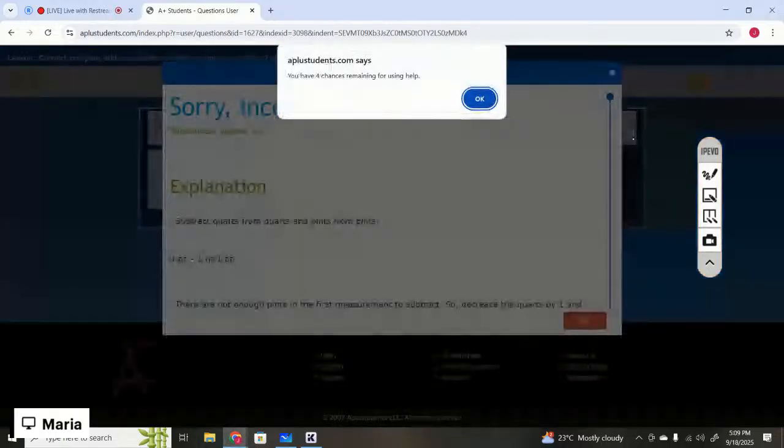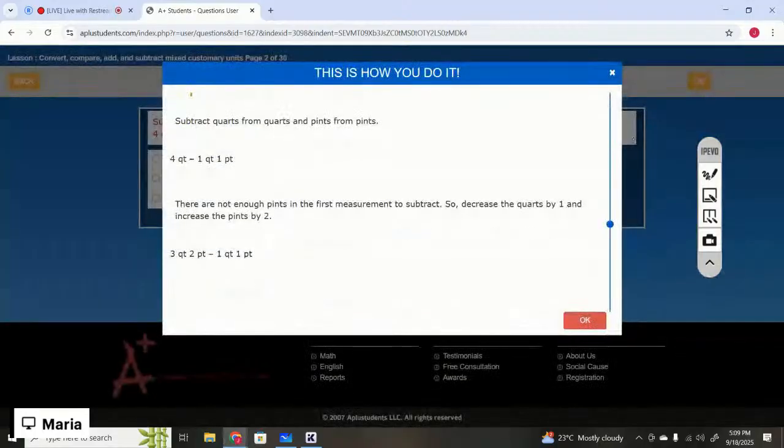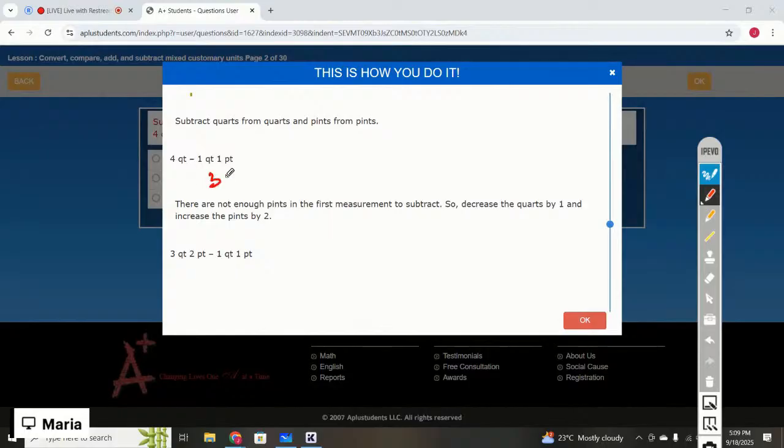Let me just see. Oh, you have to break this 4 quarts into 3 quarts 2 pints, right? Because we can write this 4 as 3 quarts plus 1 quart. So you can write 3 quarts, but 1 quart equals 2 pints. So that is 3 quarts 2 pints minus 1 quart 1 pint. So 3 minus 1 is 2 and 2 minus 1 is 1. So we're left with 2 quarts 1 pint.